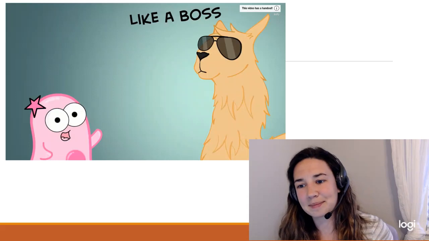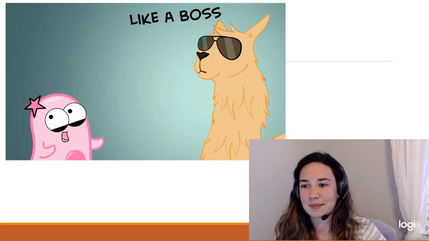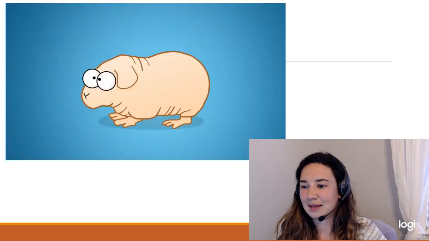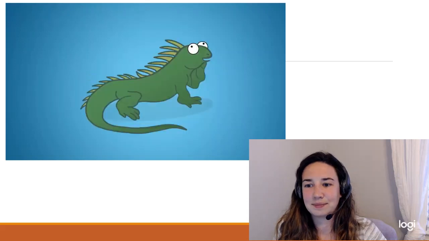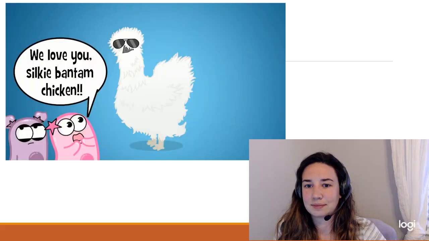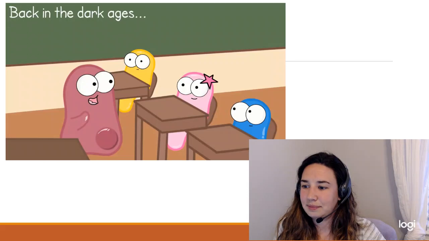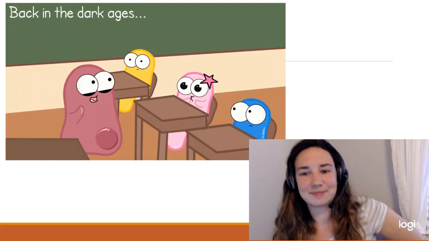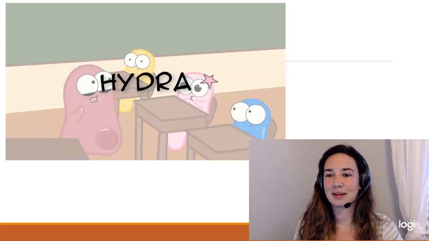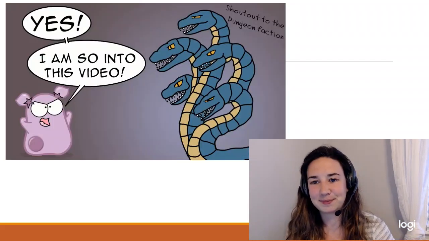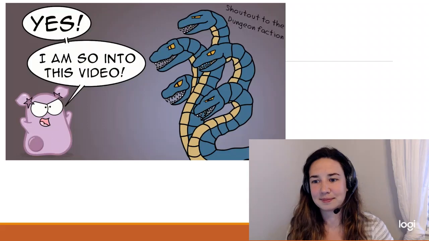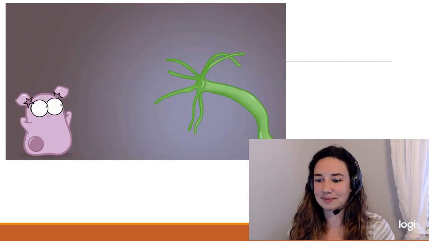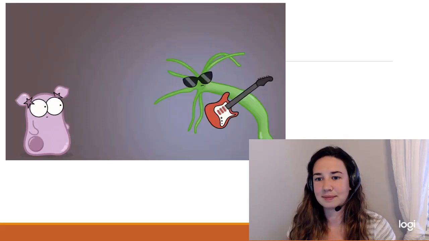There are a lot of animals that I have always thought are cool. Salmon, hairless guinea pigs, iguanas, silky bantam chickens. But one day in my 7th grade science class, my teacher told us that we would get to see one of the most amazing animals ever in class, a hydra. And I have to confess, what I imagined in my head and what was actually reality was a little different, but I'm kind of used to that. Turns out hydra are pretty cool.